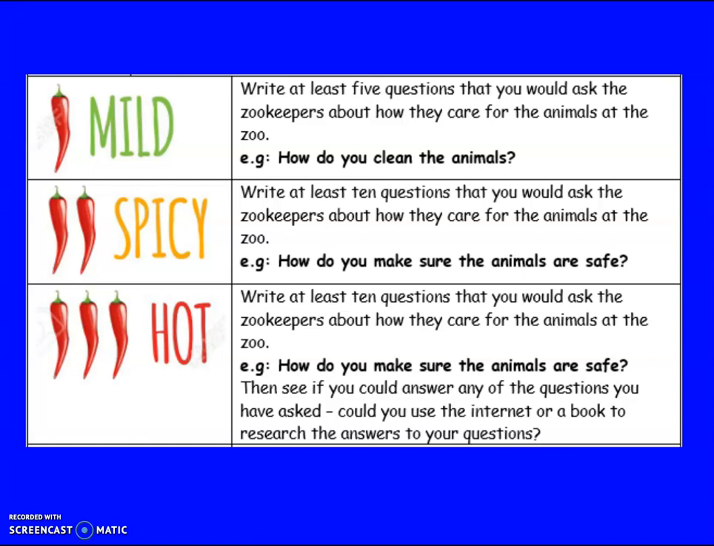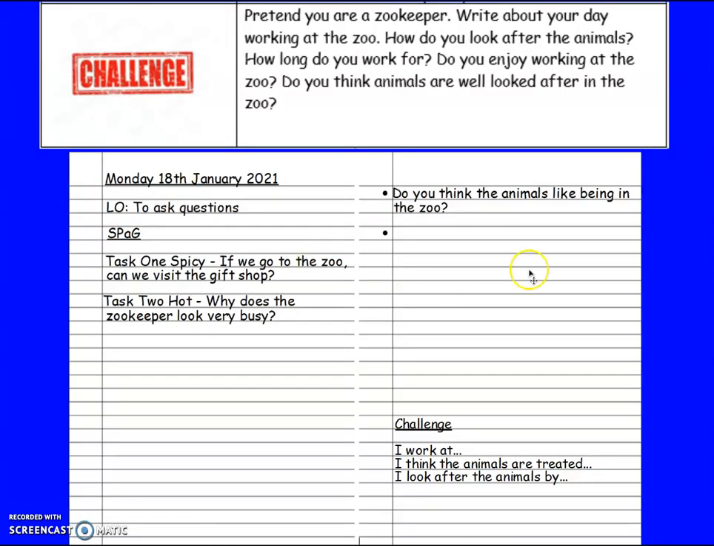Can you find out the answers to those questions? Could you use Google and have a look online? Or have you got a book that might help you find out the answers to some of your questions? When you have done your list of questions on this side of your page, if you want to challenge yourself even further, you can leave a line after your last question that you've asked and do another subheading for the challenge. And the challenge today is this.